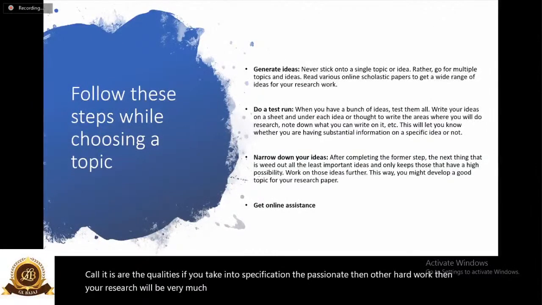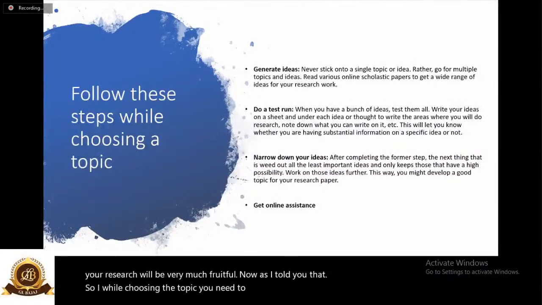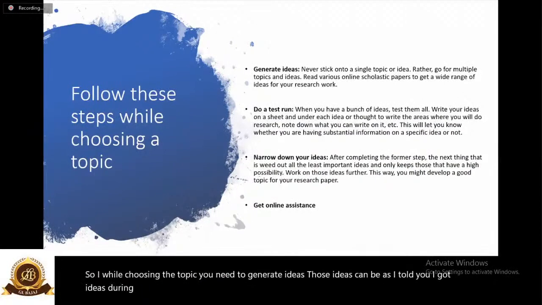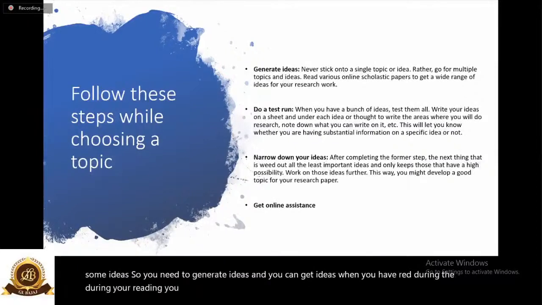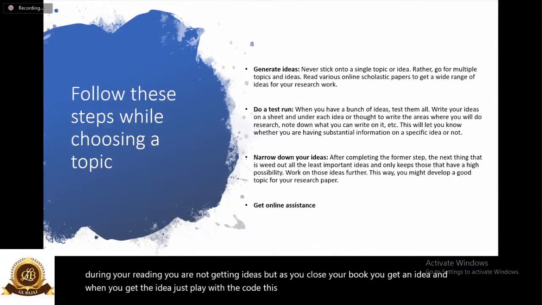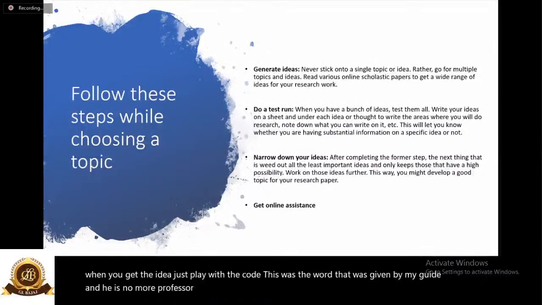Now, while choosing a topic, you need to generate ideas. As I told you, I got ideas during sleeping. People get ideas when they are praying, or anywhere else. You can get ideas when you have read. During your reading you may not get ideas, but as you close your book, you get an idea. And when you get an idea, just play with the code. This was the advice given by my guide, who is no more, Professor Rathi. He used to tell me, play with the code.